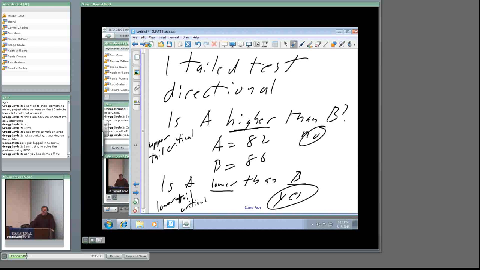So directional means I'm using a word like higher or lower. Non-directional, I'm just using the word different. And that's the difference essentially between a one-tailed test, which is directional, and a two-tailed test, which is non-directional. And like the great philosopher Forrest Gump said, that's about all I have to say about that right now. We'll specify the kinds as we talk about different questions.